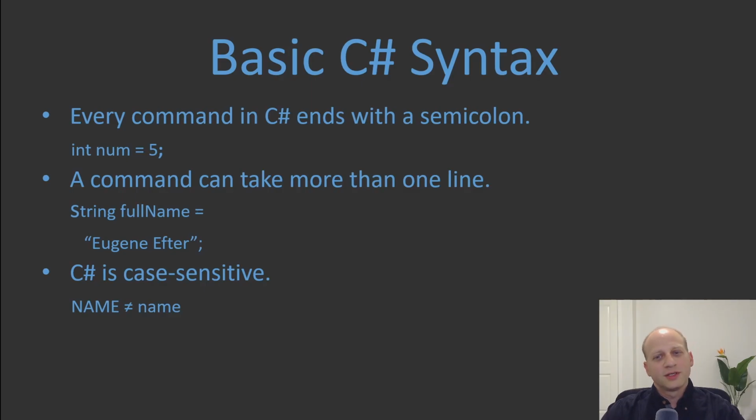As you can see, we defined a variable named fullName, which takes two lines. Notice that the first line doesn't have a semicolon, so it continues to the next line until the semicolon there. The next rule is that C# is case sensitive. This means that these two variables that you see are two different ones actually.